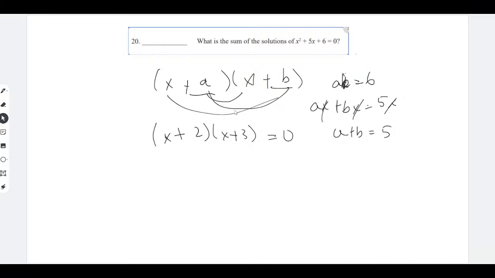Again, our goal here is to solve for x, right? The point of factoring is to get into a situation that looks like this, right? And we can solve for x just with this, right? So we have two numbers that are multiplying and it equals 0. Do you know what that tells us?